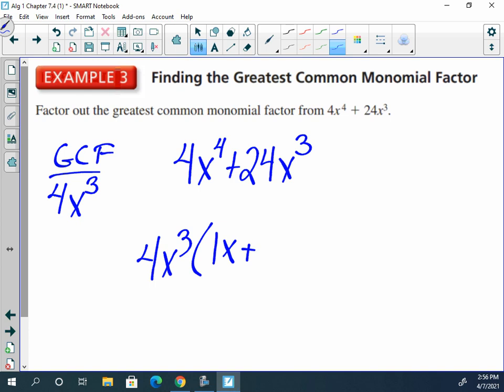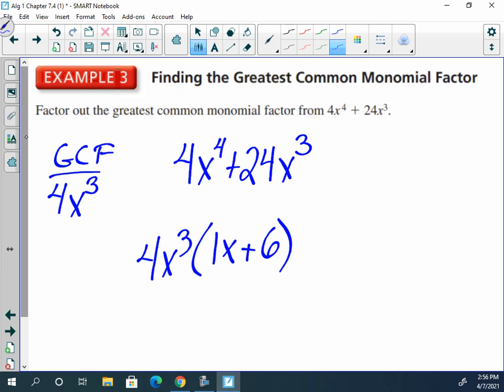Plus 24 divided by 4 is what? 6. Yes? So we would have 6. I have x to the 3rd, and I divide it by x to the 3rd. I'm taking 3 away, so how many would be left? 0, or rather, divided by itself would be 1. So we factor out completely. So we have this here.